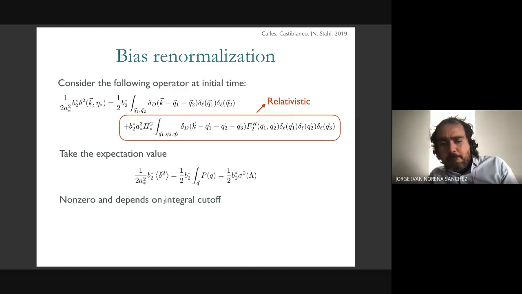So you get a non-zero expectation value that also depends on the scale on which you smooth your overdensities, which is kind of ugly because you don't want your bias expansion to depend on some arbitrary cutoff that you chose. But as is widely discussed in the literature, you can simply correct for this issue by subtracting this expectation value. So your actual operator in the bias expansion should be this. This is the so-called renormalized bias operator.